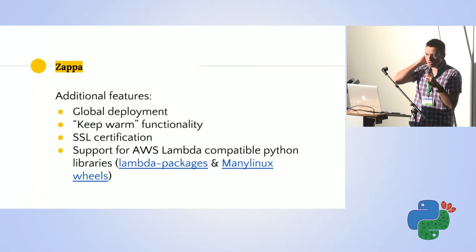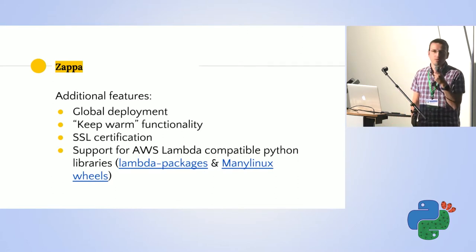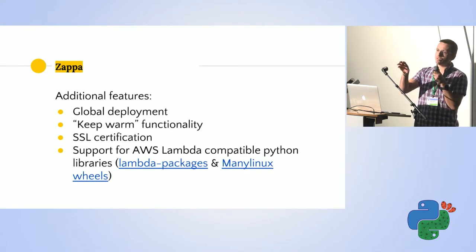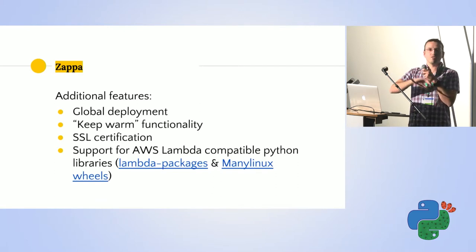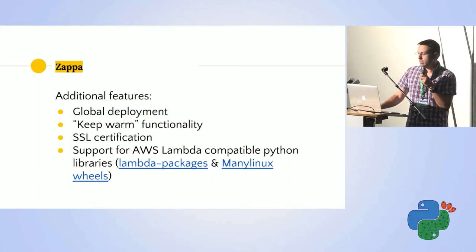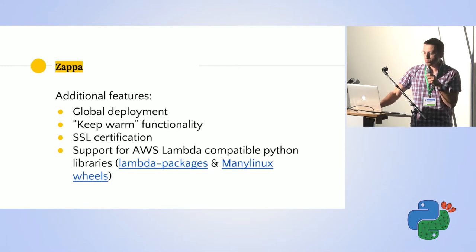There are some additional nice features with Zappa. For example, it supports global deployment, so you can take your Django server and deploy it all around the AWS regions, so it can be totally global, fully available around the world. It also has the keep warm functionality by default. If you remember, I talked about the cold start and the latency that you may get. So it has the hack built in to solve this issue. It provides SSL certification to your endpoints.